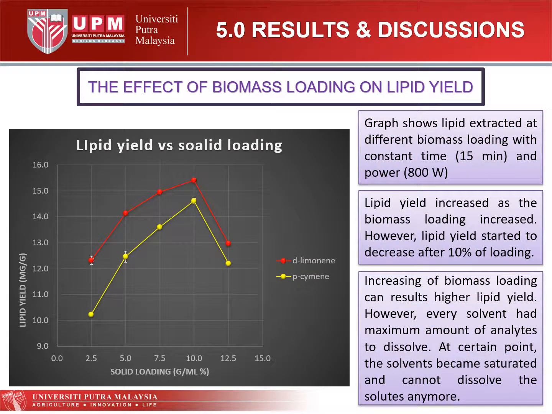The effect of biomass loading on lipid yield. The graph shows lipid extracted at different biomass loading with constant time and power. Lipid yield increased as the biomass loading increased. However, lipid yield started to decrease after 10% of loading. Increasing biomass loading can result in higher lipid yield. However, every solvent has a maximum amount of analytes it can dissolve. At a certain point, the solvent becomes saturated and cannot dissolve the lipid anymore.